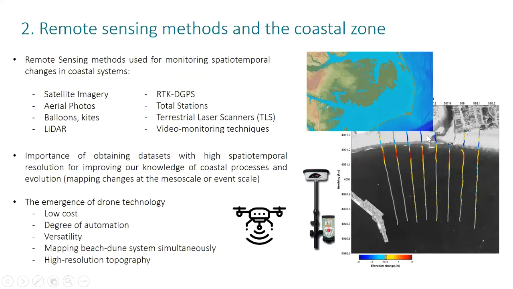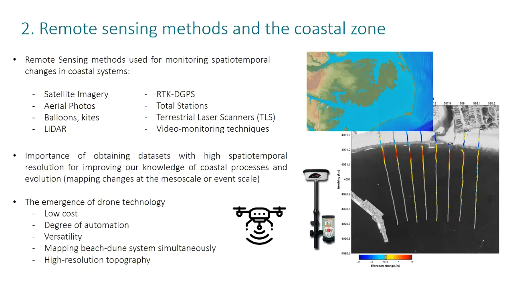But if we are interested in mapping with a lot more dense information and accuracy, we could also use other ground techniques, such as terrestrial laser scanners, or even LiDAR. But these techniques are really expensive. So, of course, all of these methods have their disadvantages, and recently many authors have stated that we need high spatiotemporal data to improve our knowledge of short-term coastal processes and understand further the evolution of these systems at the coast.